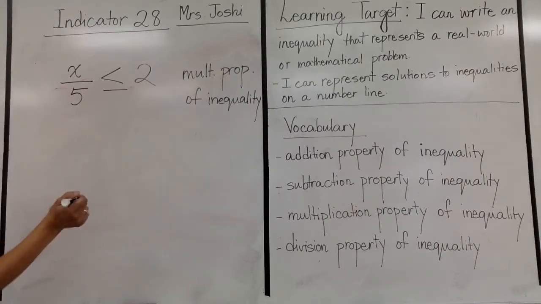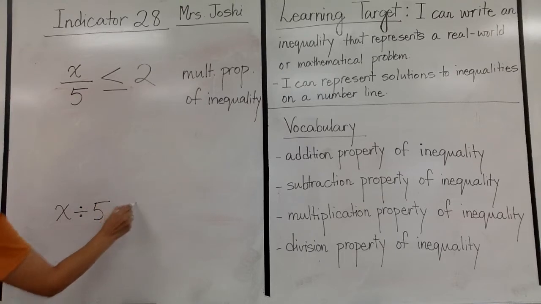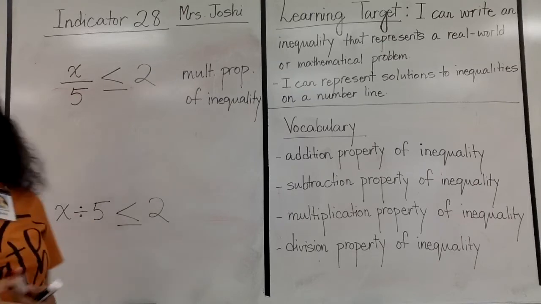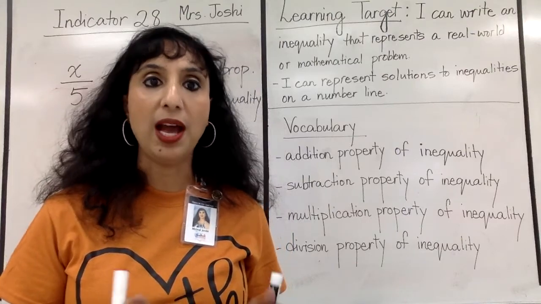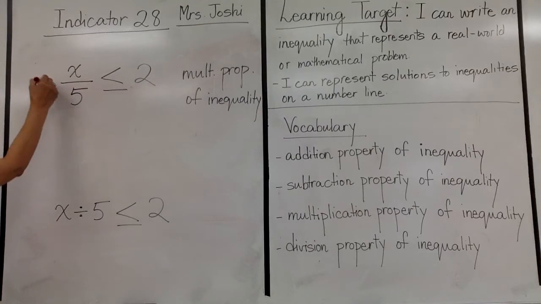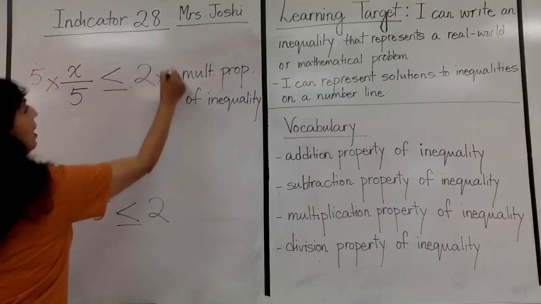You are free to write it like this also. Okay, and we've also talked about this before. So you can either write it like this or this way. I'll show you both ways. Okay, so now what is attached to the variable? What's attached to the variable is 5. So 5 is the number that I will have to multiply on both sides of the inequality. So I'm going to do times 5, okay, times 5.